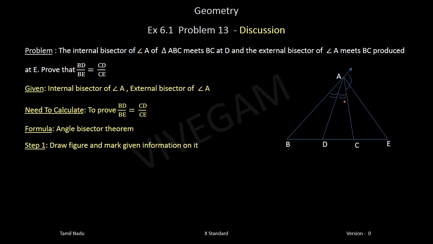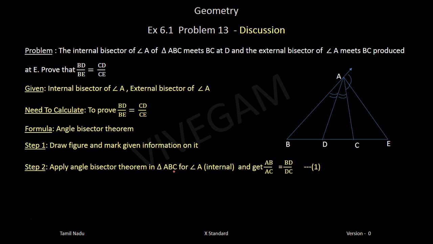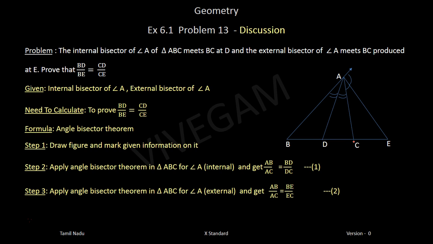So first draw the figure and mark the given information on it. That these two angles are the same, as it is a bisector, and these two are equal, right? Now apply the angle bisector theorem for triangle ABC, where AD is the angle bisector of angle A. So what does it mean? AB by AC will be equal to BD by DC, right? Now apply the angle bisector theorem for triangle ABC for the external angle A. Again you apply the same thing for ABC, but for the external angle A.